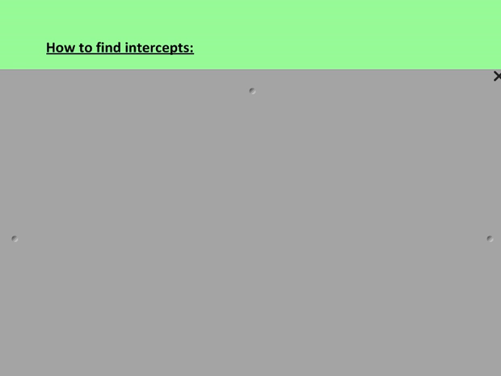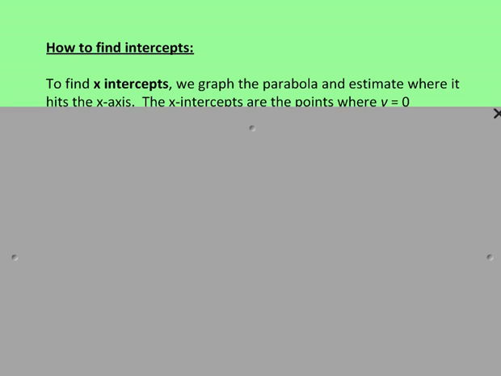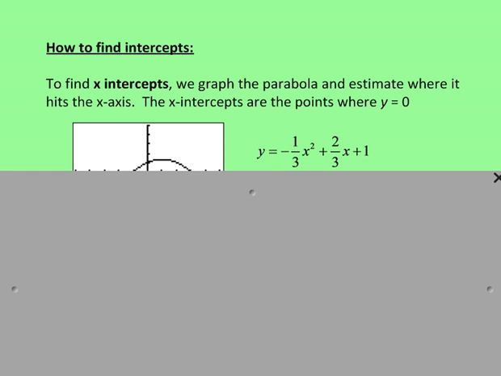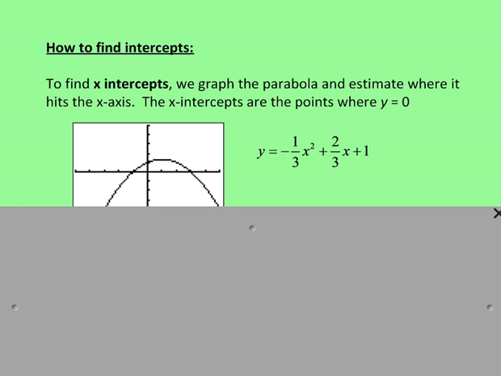The next piece of the parabola we're going to talk about are the intercepts. The intercepts, we've talked about the y-intercept when we graph lines. The intercepts are where our graph crosses either the x or y axis. To find the x-intercepts, we graph the parabola and then estimate where it hits the x-axis. The x-intercepts are where y equals 0.